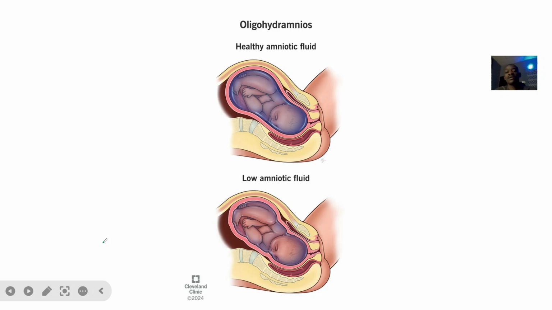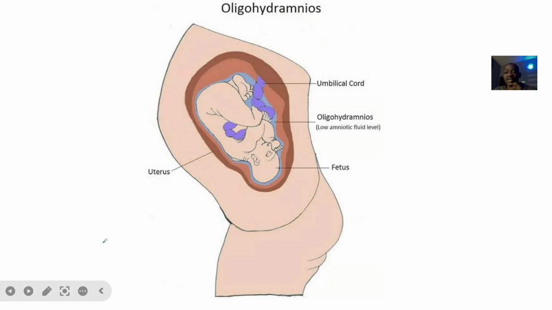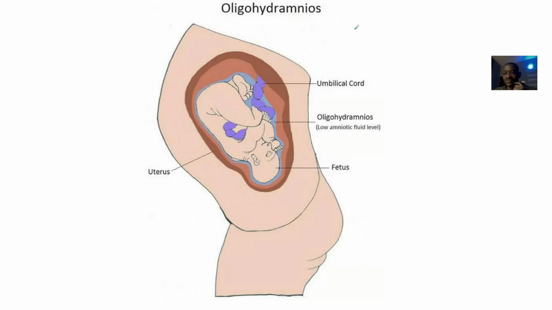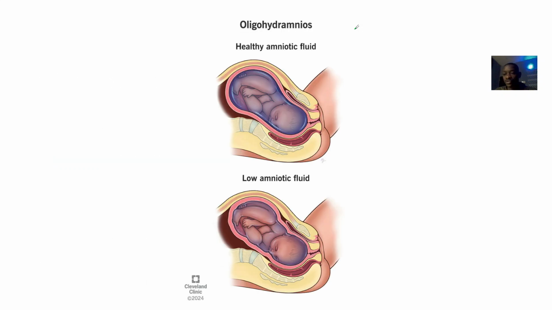Of course, that fluid is supposed to be sufficient because the baby swims in the fluid, has its freedom in the fluid. So if you have little fluid, that means what? You have little freedom for the baby. You understand? So it's a condition during pregnancy where there's too little amniotic fluid surrounding the baby. That's this blue stuff. It's small.